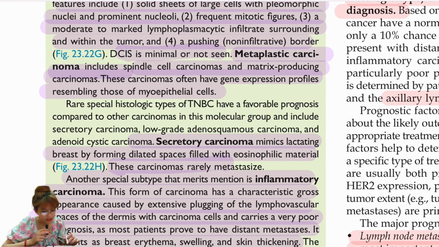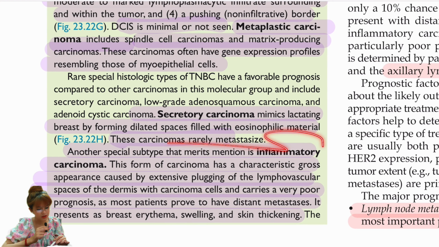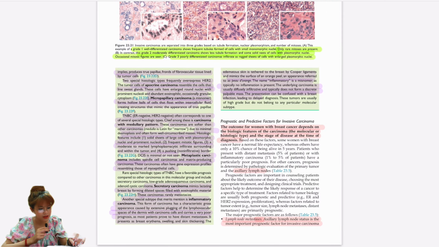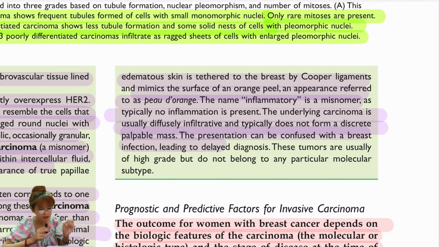Then you may also have secretory carcinoma and inflammatory carcinoma, because inflammatory carcinoma has a characteristic gross appearance caused by extensive plugging of the lymphovascular spaces of the dermis, and they tend to have distant metastasis. The breast becomes swollen, there's erythema and skin thickening, and this has a very poor prognosis.